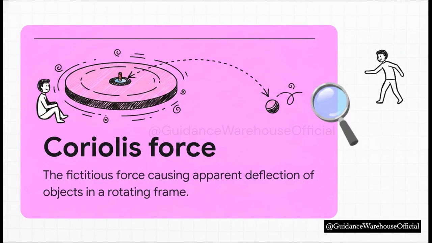To you, sitting on the ride, the ball doesn't go straight. It mysteriously curves away, seemingly pushed to the right. This introduces us to another fictitious force, the Coriolis force. It is the apparent deflection of moving objects when viewed in a rotating frame. To explain why the ball missed your friend, your brain just invents this force pushing it sideways.